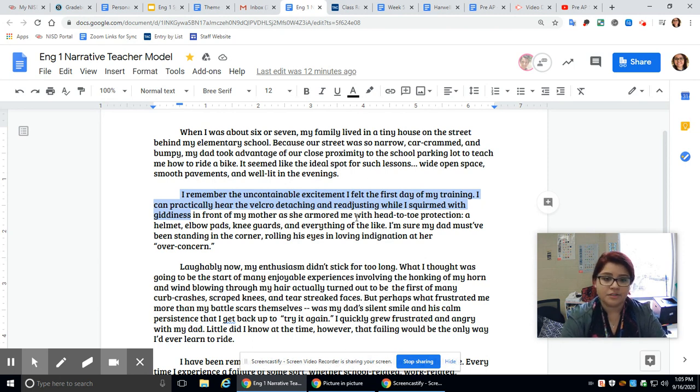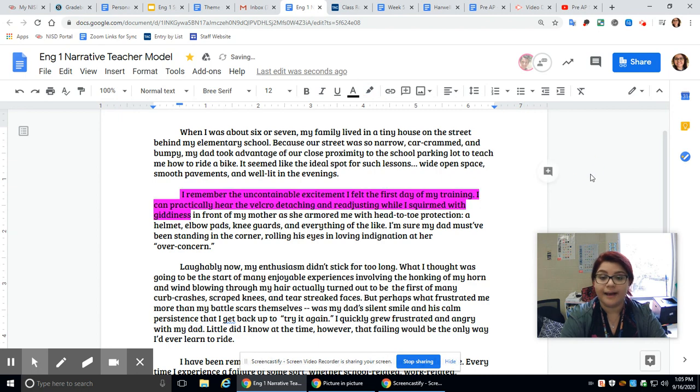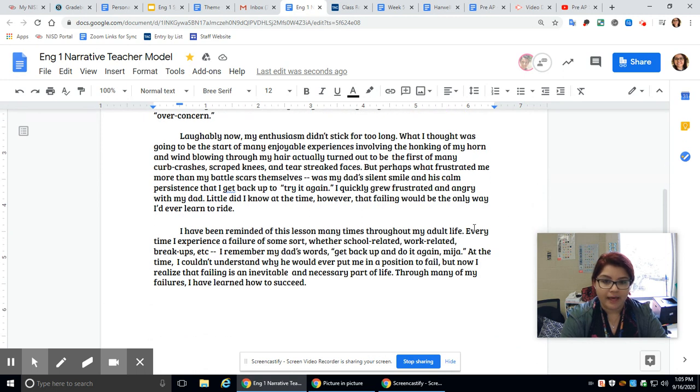So because sensory imagery is going to be coded or highlighted pink, I'm going to go up here to the highlight color, and I'm going to highlight that part of the sentence because that is my example of sensory imagery. Now there is another one that I've already added in here that I will go ahead and point out to you.